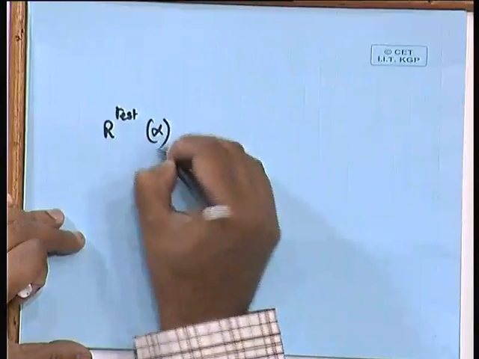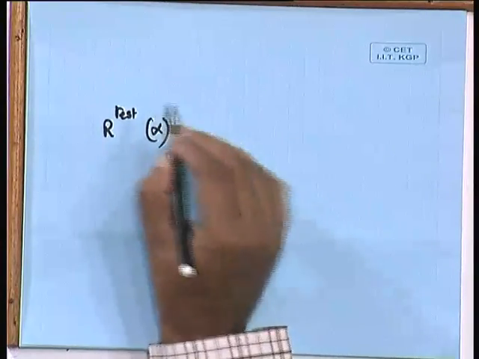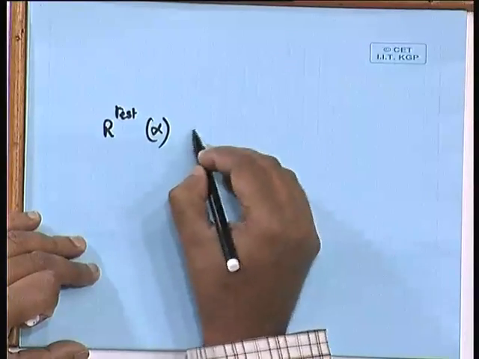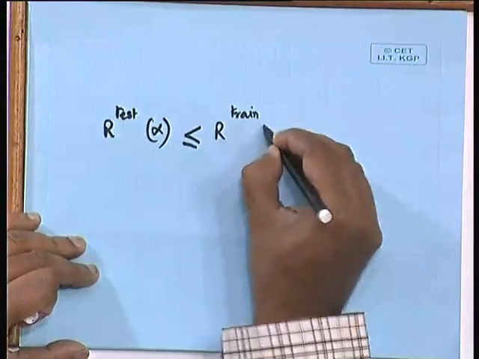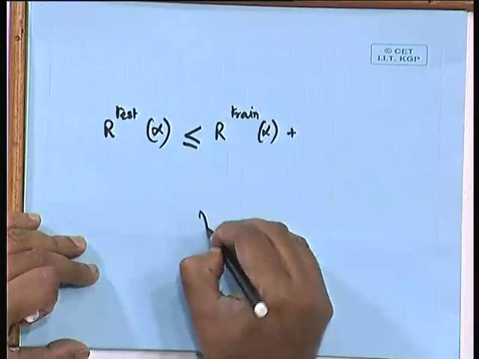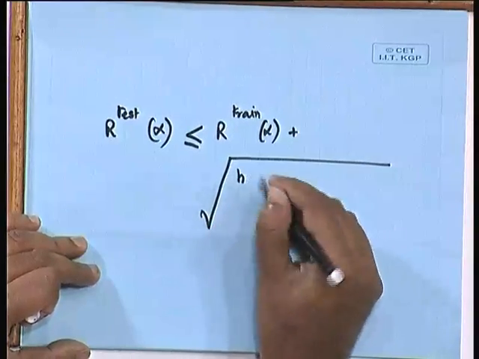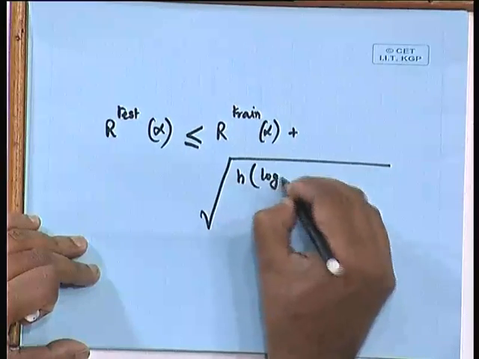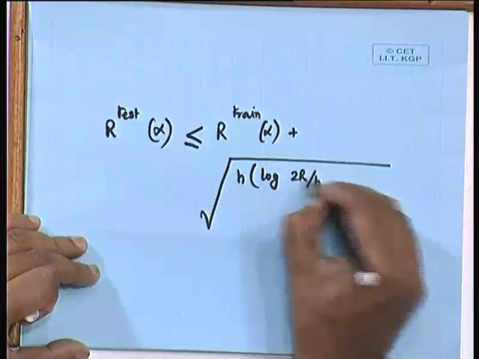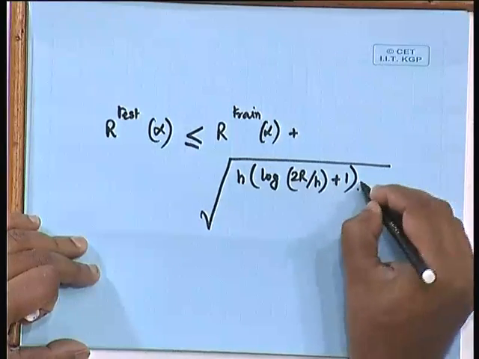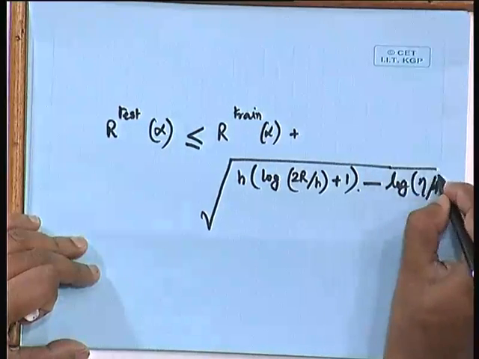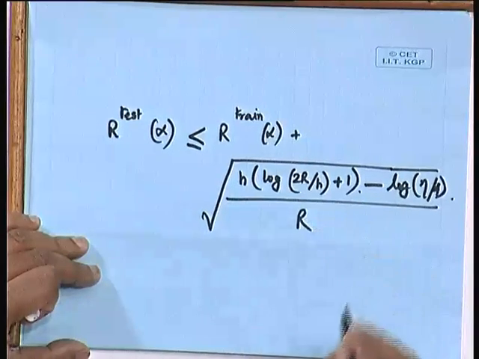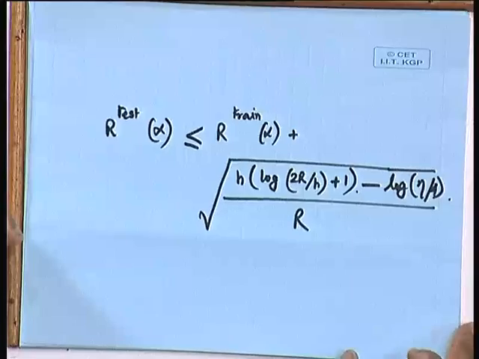He showed that R test alpha, again I am not indicating every time that alpha is a vector, please understand that, should be less than or equal to R train alpha plus a quantity which I am writing: square root of h times log of 2r by h plus 1, minus log of eta by 4, all divided by r, where r again is the total number of training points.